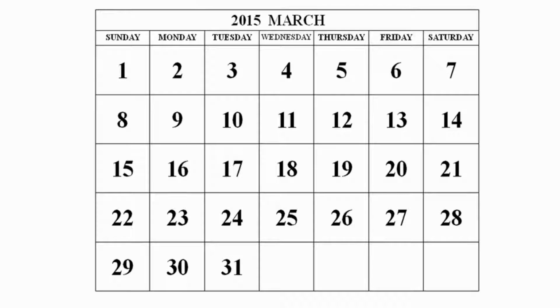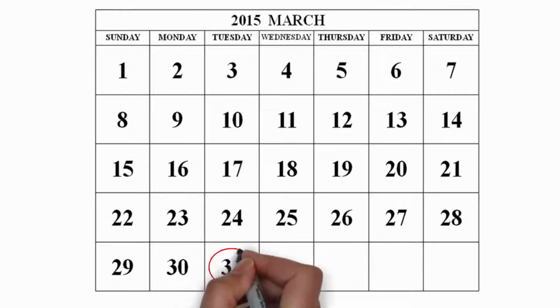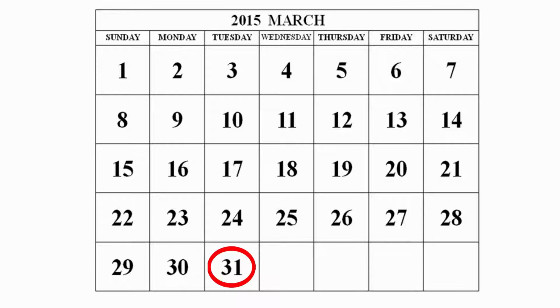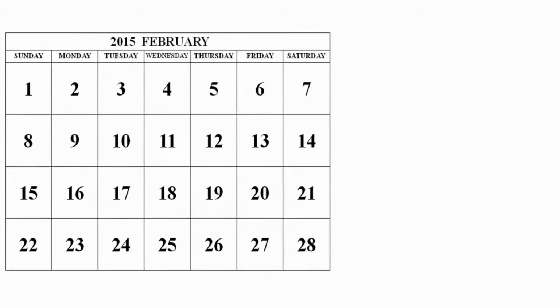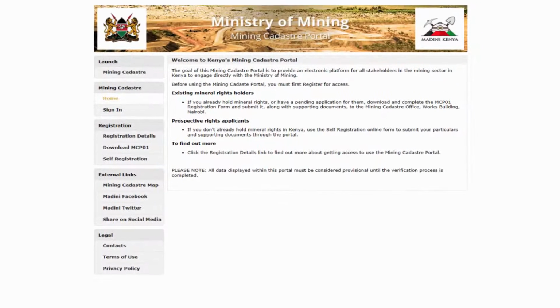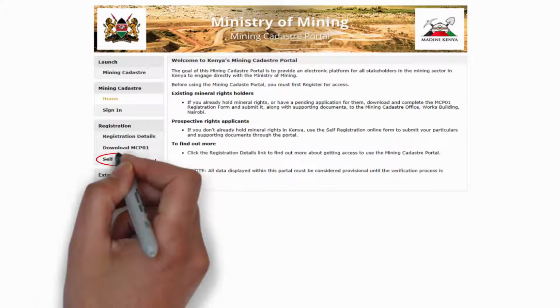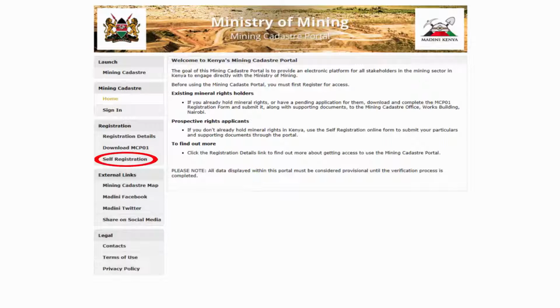The online submission of applications for licenses, renewals and other processes will be phased in during the first few months of 2015, starting with applications for new exploration licenses from February 2015. Prospective license applicants who do not already have mineral rights or pending applications will be able to register online to use the system.